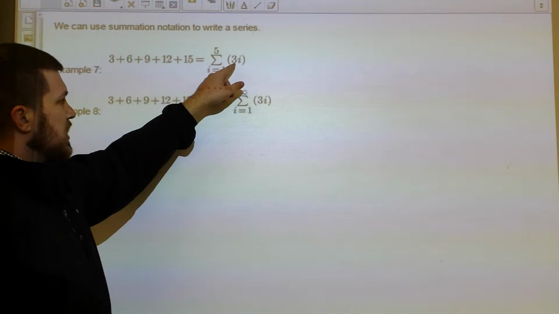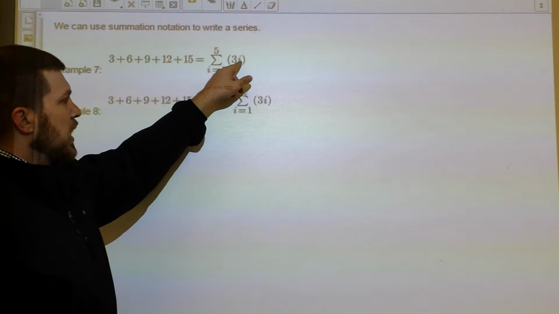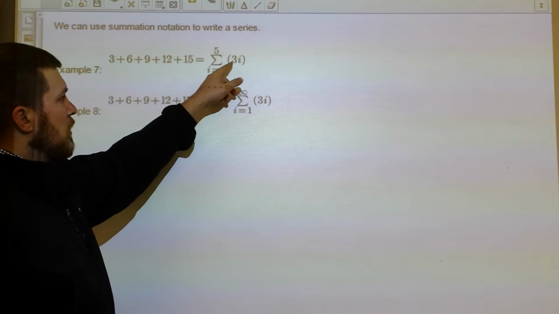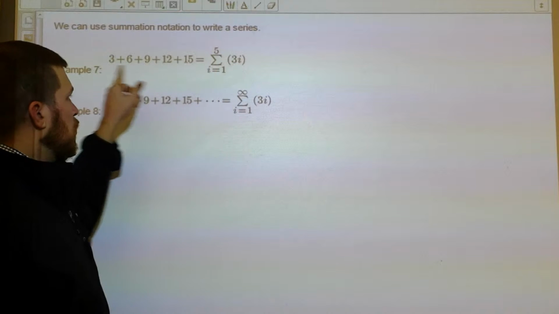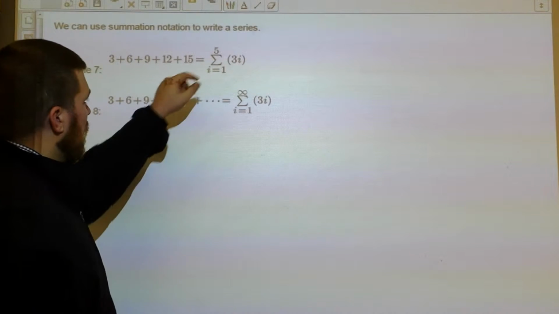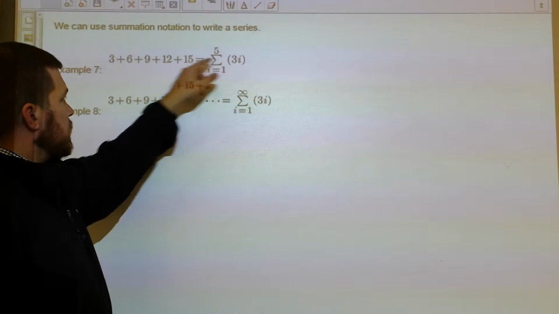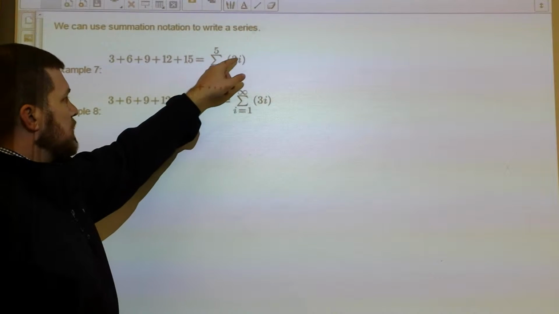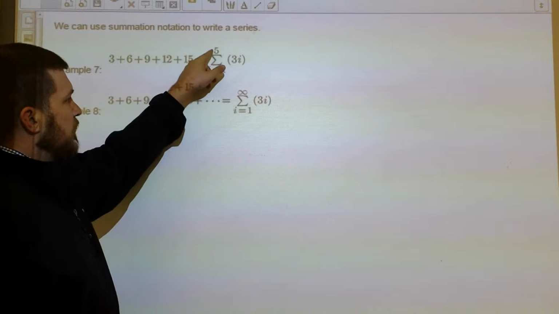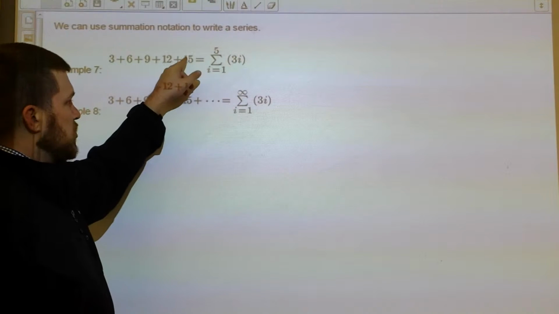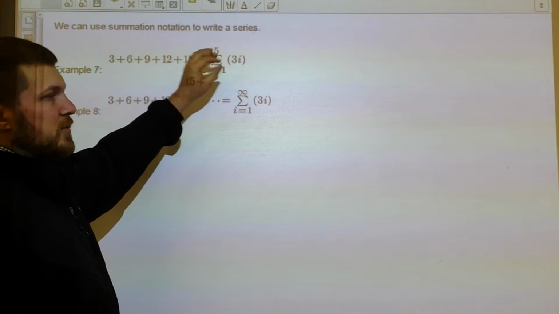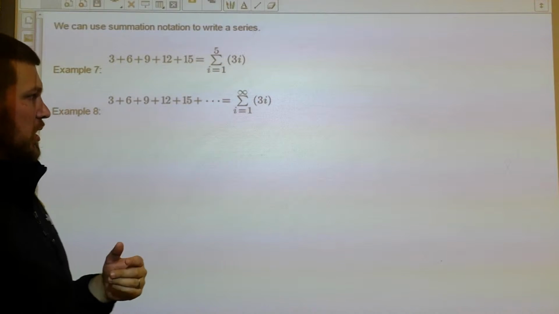And then every time we go, we're going to plug in everywhere we see an i. So for instance, we would plug in 3 times 1, which is 3. Then we would go 3 times 2, which is 6. 3 times 3, which is 9. 3 times 4, which is 12. And then finally 3 times 5, which is 15. And this sigma just means add all that information up.